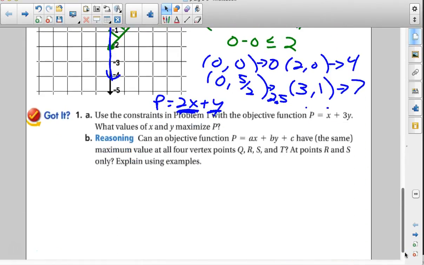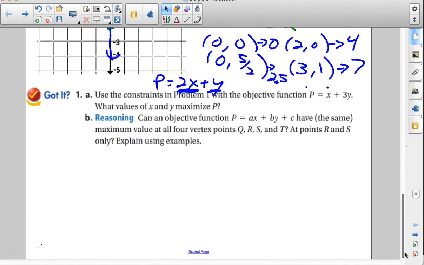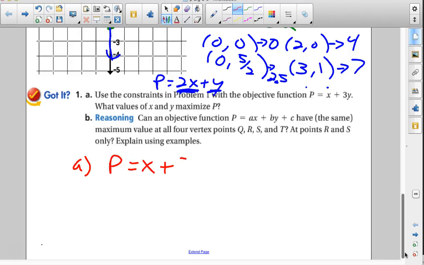All right, down here it says 1a, use the constraints in problem 1 but with the new objective function. So now we're changing this up for a, and we're saying p equals x plus 3y. And they want to know what values of x and y maximize p. I want you guys to go ahead and do that. So use those same vertices.